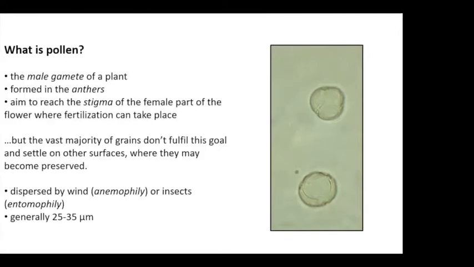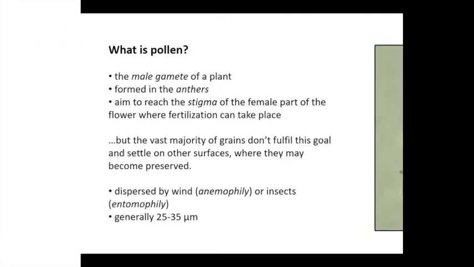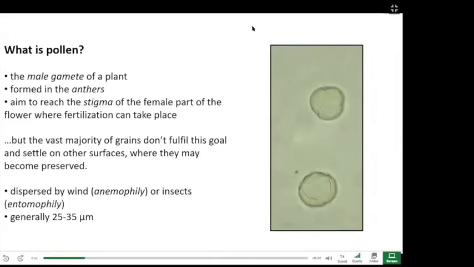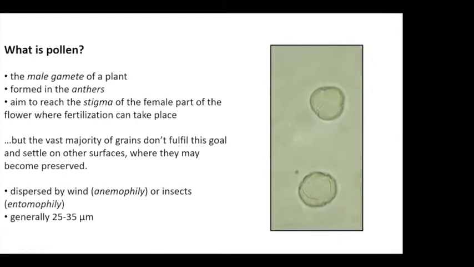So what is pollen? Of course, it's the male reproductive part of the plant, and its goal obviously is to reach a flower where it will then fertilize that plant and produce seed for reproduction. But of course, the vast majority of pollen grains that are produced by flowers don't fulfill the goal they're intended for, and they simply end up landing or settling on other surfaces, in which case, if the conditions are favourable, they may then become preserved and form an archive of environmental change.